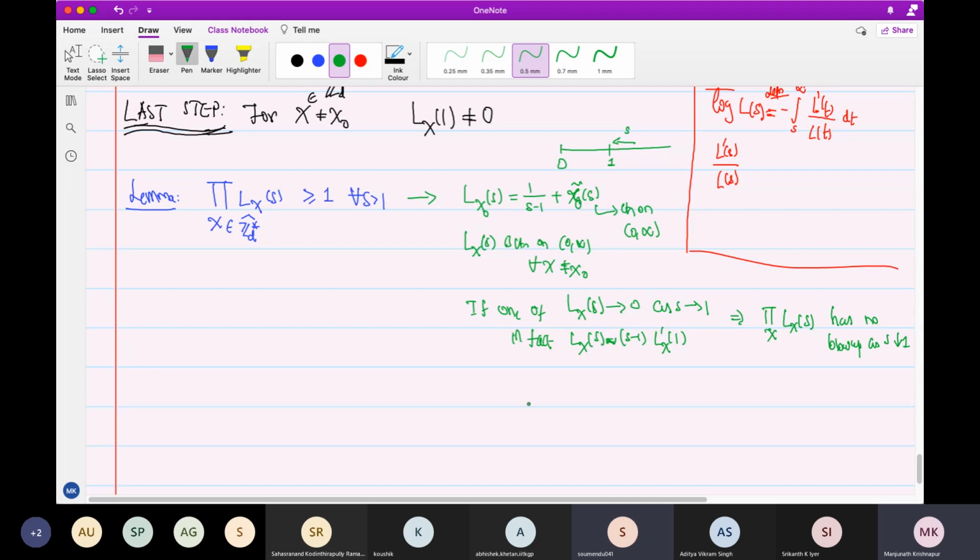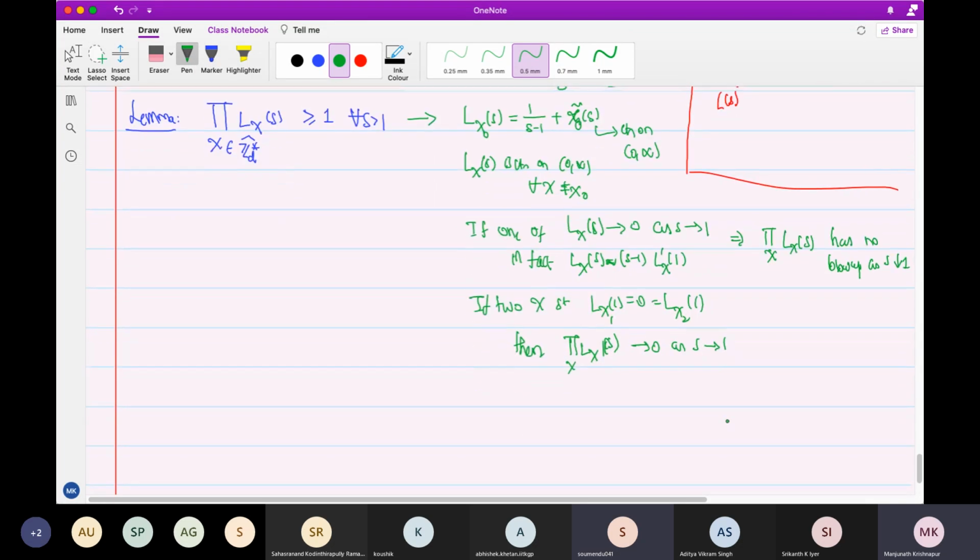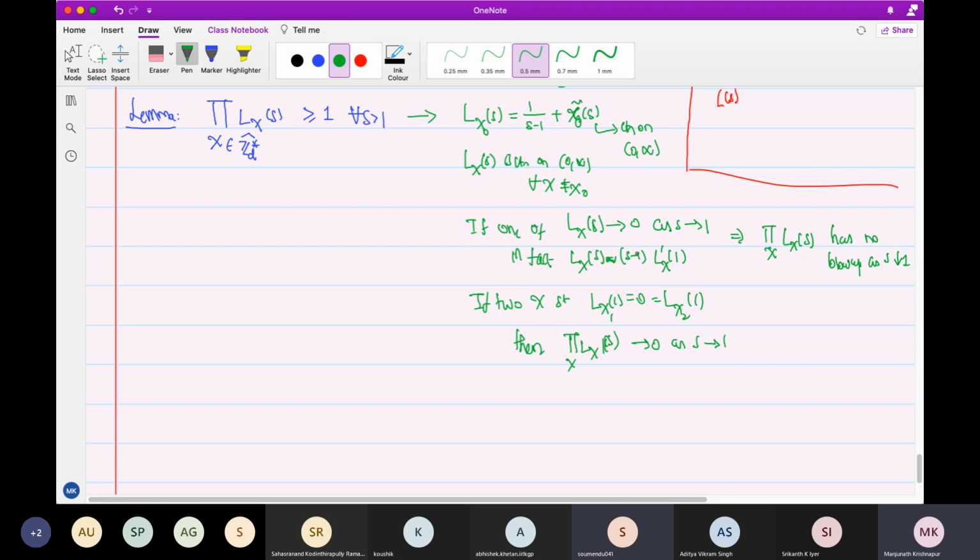If two of the L functions vanish, that would be a problem. Suppose two characters chi_1 and chi_2 are such that L(chi_1, 1) is 0 and L(chi_2, 1) is 0. Then there would be a problem. Then the product of L(chi, s) would actually go to 0 as s approaches 1, because one of them blows up like 1 over s minus 1, two of them vanish like s minus 1, so they will cancel and this will vanish like s minus 1. That would contradict the lemma, because it cannot vanish, since we have a lower bound of 1. Is that okay? So what this lemma shows is that two of the characters cannot vanish. One of them could vanish in principle.